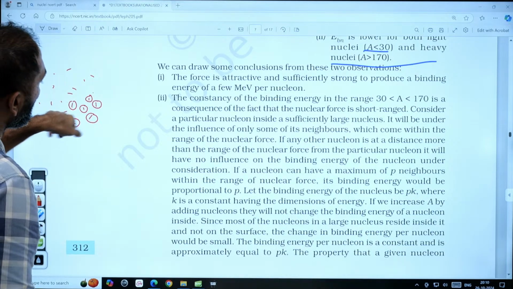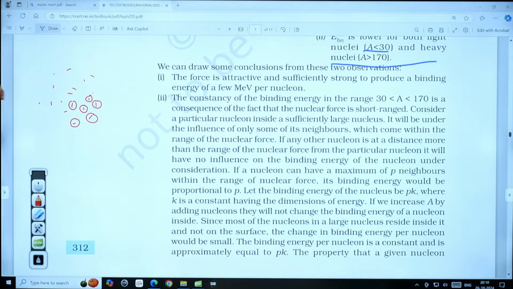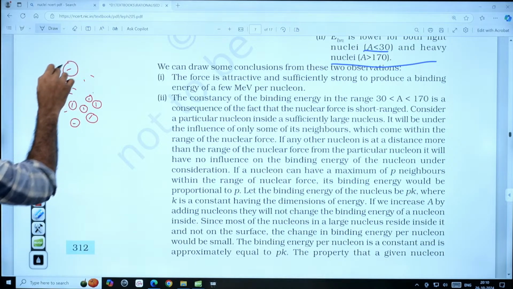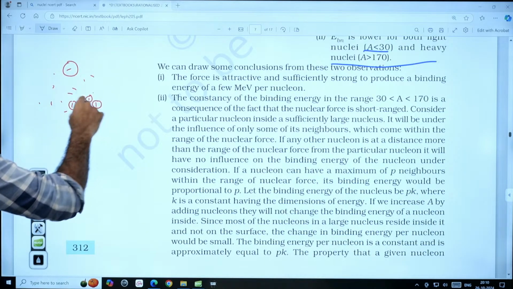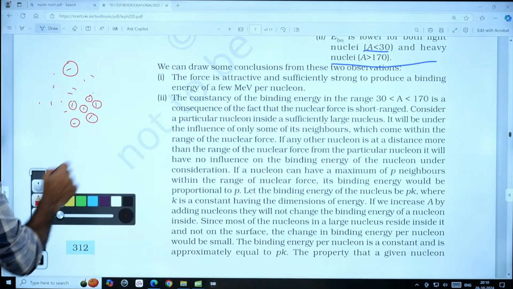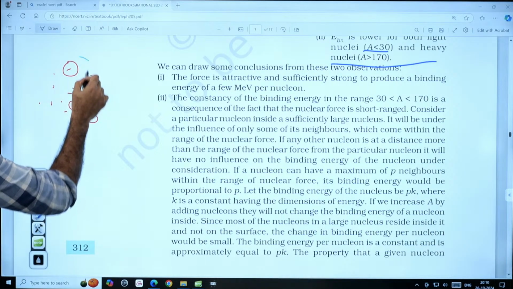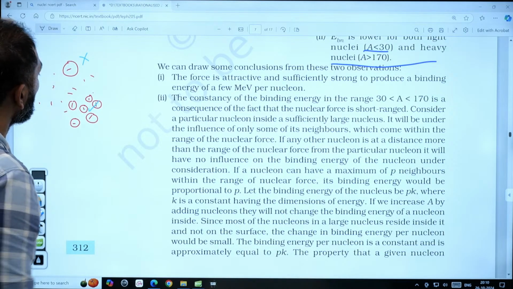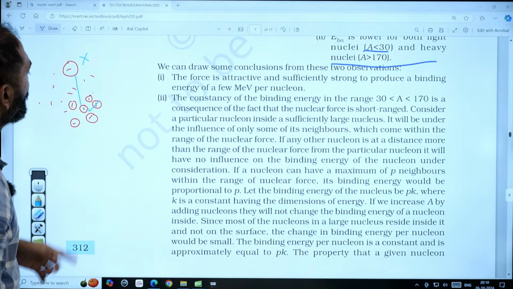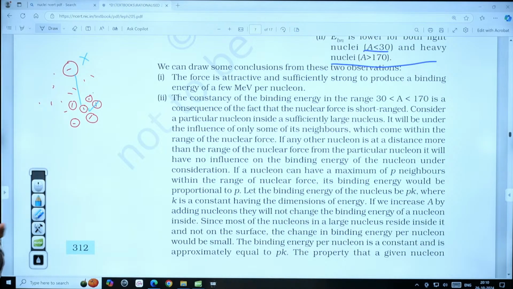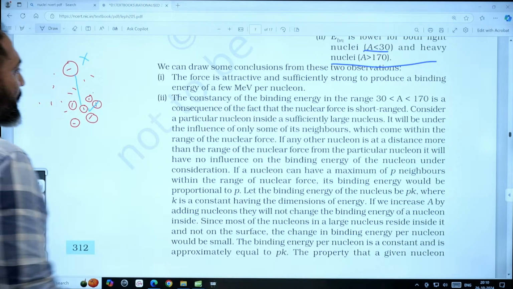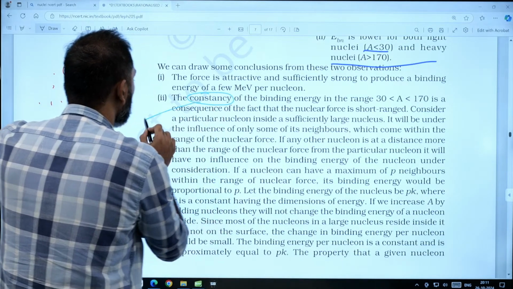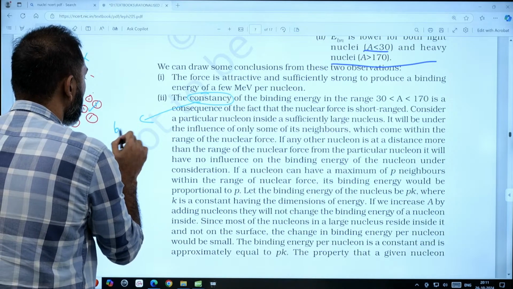Who influences this particular nucleon? Its immediate neighbors. But if there is any other nucleon at a large distance, then it will not have any influence on this nucleon under consideration. This is our target nucleon. This particular nucleon will have no influence on this nucleon. Why? Because nuclear forces are short-ranged forces. This is called the saturation property of nuclear forces. See, constancy means constant. Constancy means to become constant.